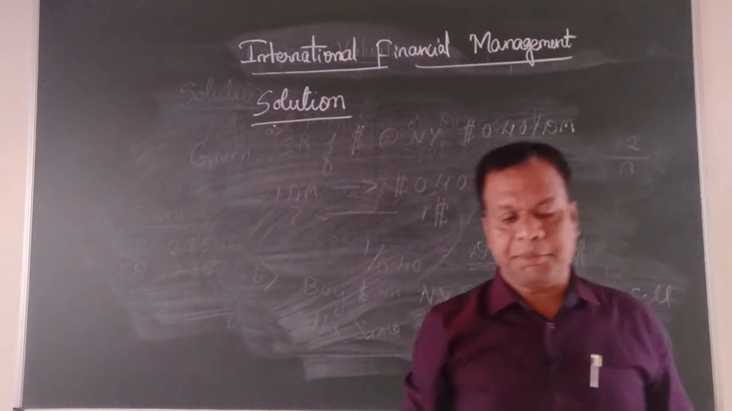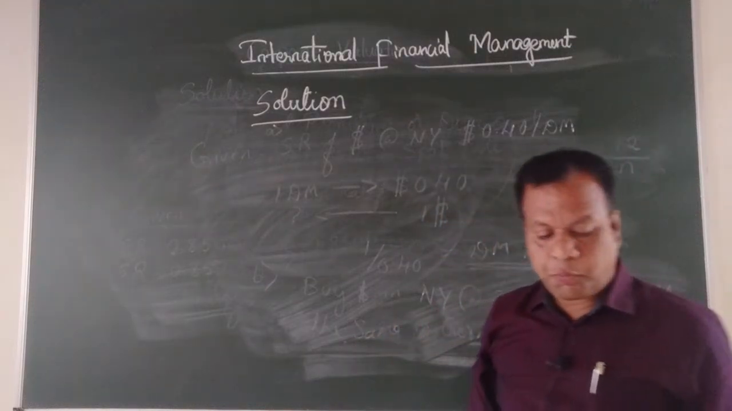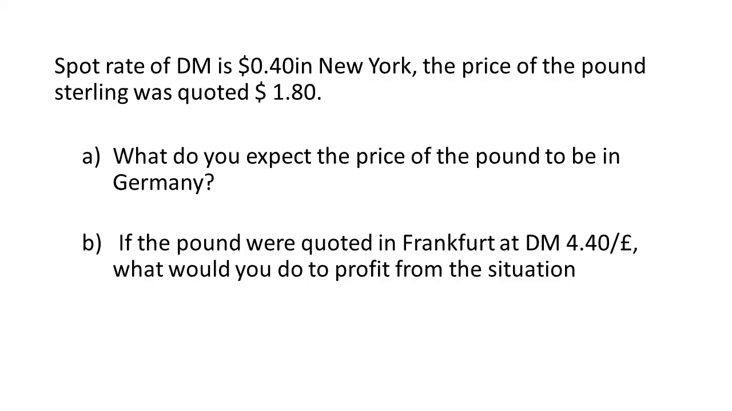Hope you read the question. Let me recap the question again. Spot rate of DM is $0.40 in New York. The price of the pound sterling was quoted at $1.80. So the first question they ask me is: what do you expect the price of the pound to be in Germany?